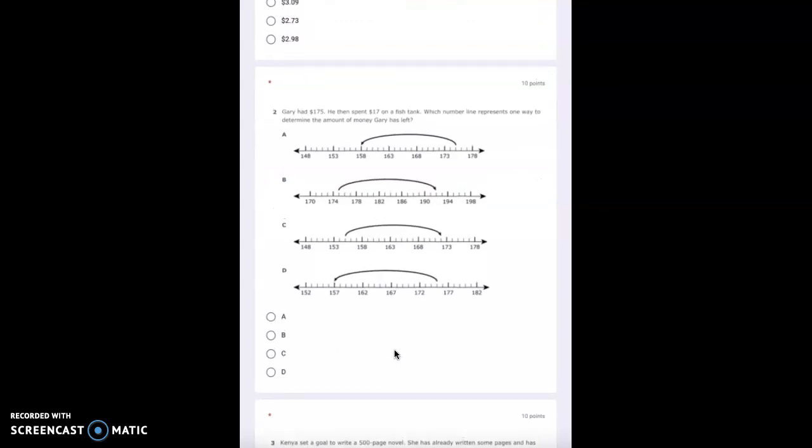Number 2. Gary had $175. He spent $17 on a fish tank. Which number line represents one way to determine the amount of money Gary has left?